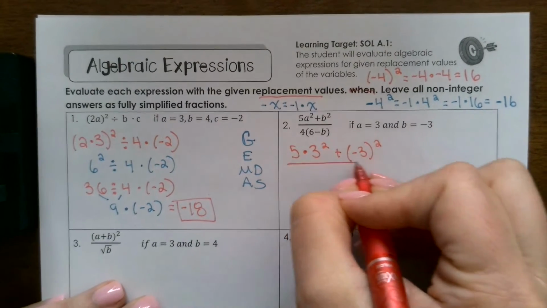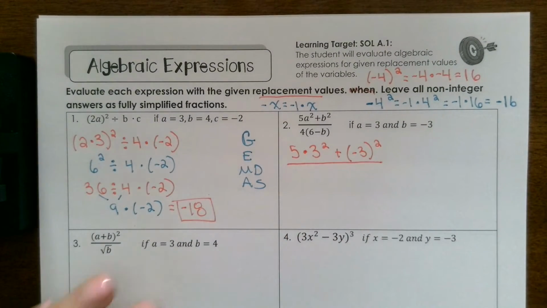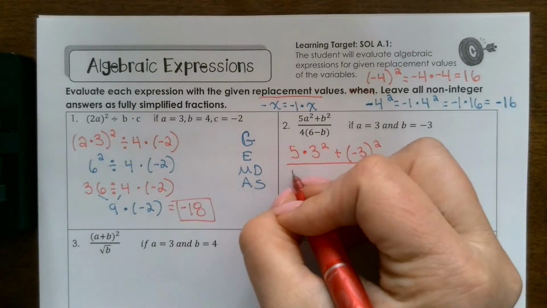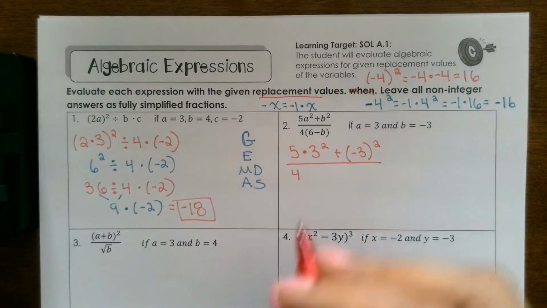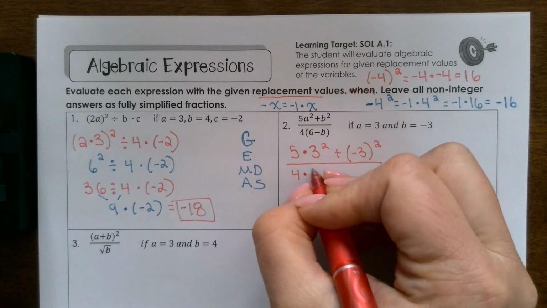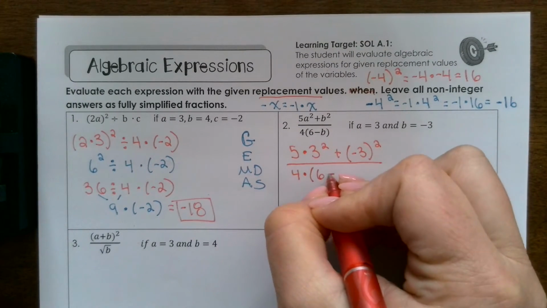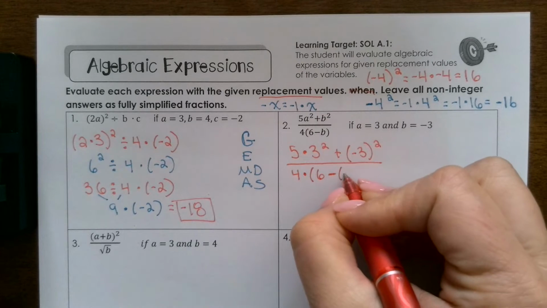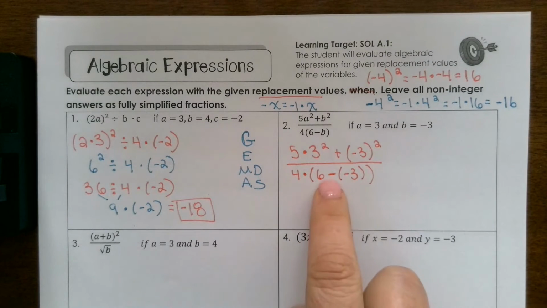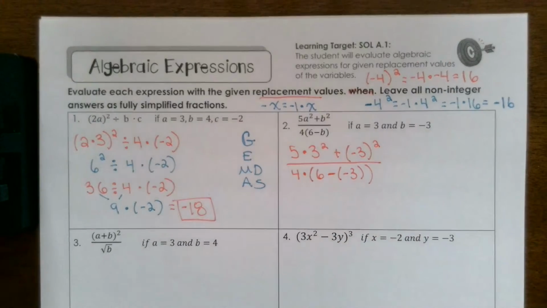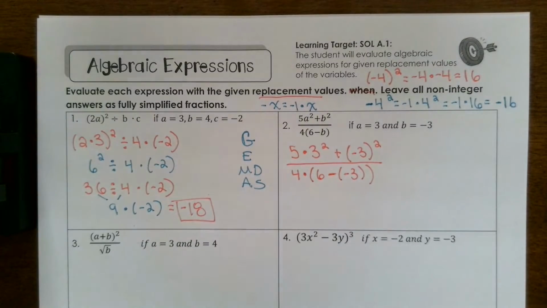Now I have a really long fraction bar here to start with, right? And I have 4. If there's nothing in between a parenthesis and a number, again, that is an implied multiplication. And I have 6 minus negative 3. It's a very common error to just say, oh, it's subtraction. That takes the place of the negative 3. Well, it doesn't. You are going to have the negative.